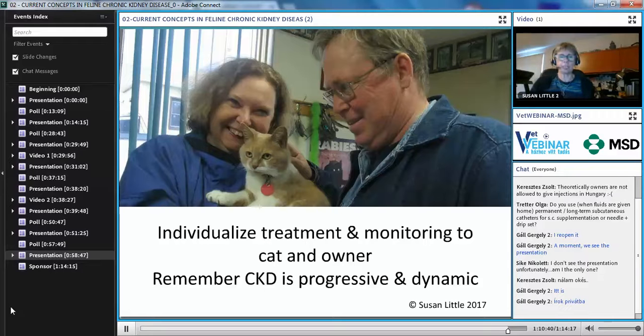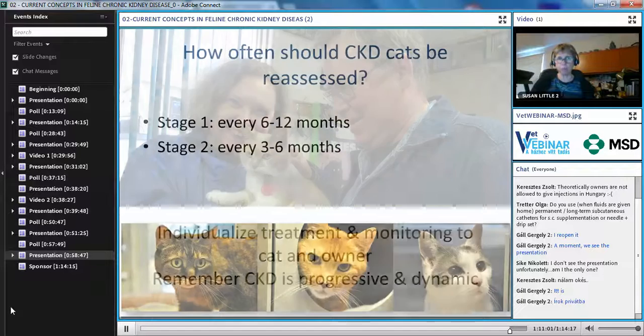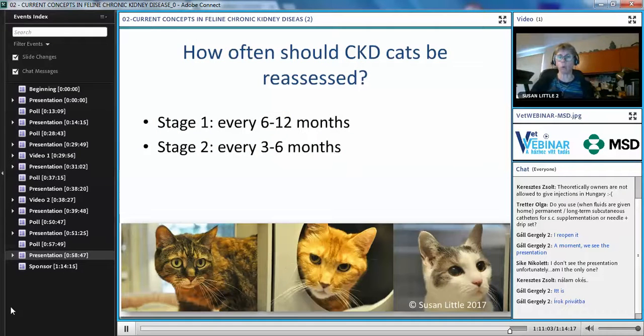So every patient's disease is different, so we do need to individualize our treatment plan and our monitoring to make sure that the cat can tolerate it, that the owner can carry it out. This is a progressive and dynamic disease, and we will be seeing these patients over a long period of time. So we have to make sure that we prioritize the most effective, most evidence-based treatments, and that we try not to overwhelm either the cat or the owner with treatment because it's a long-term disease.